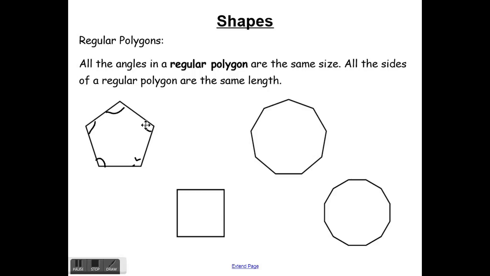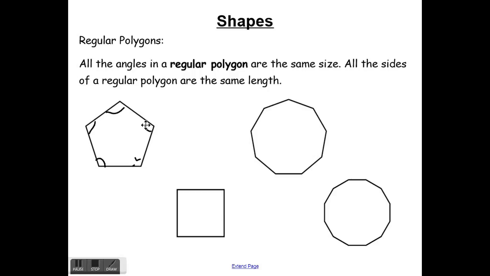If I just say polygon, it means that the sides are not necessarily all the same length. But if you say draw an irregular one, then it would just be whatever you wanted.